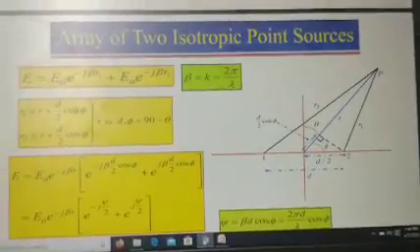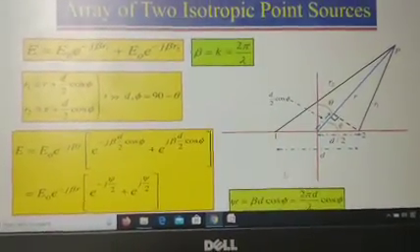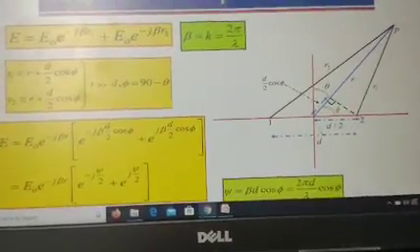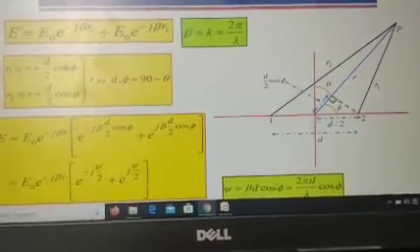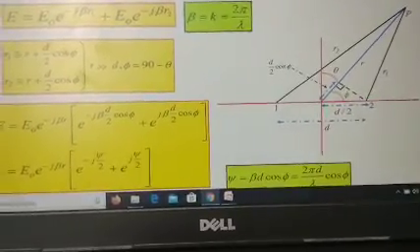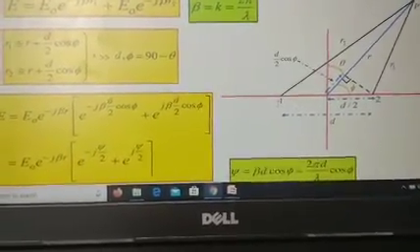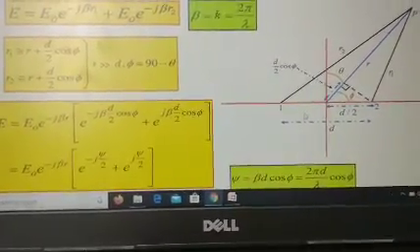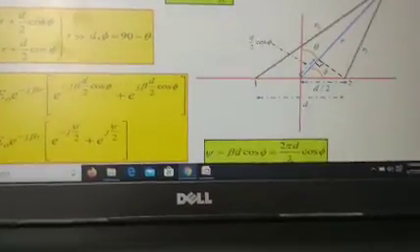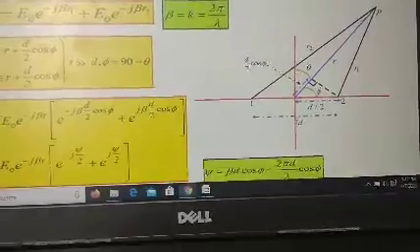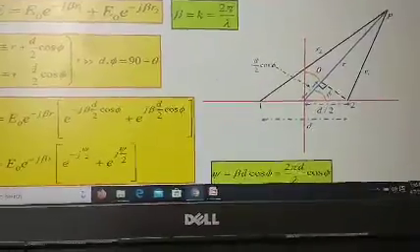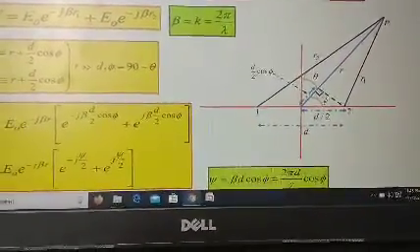See, array of two isotropic point sources. Basically, here there are two isotropic point sources which are separated by a distance d. With reference to the central point, the distance to isotropic point source 2 is d by 2. Similarly, the distance to isotropic point source 1 is again d by 2, so the overall distance between the two points is d. And at a point P, at a distance, we are able to measure the electric field E.